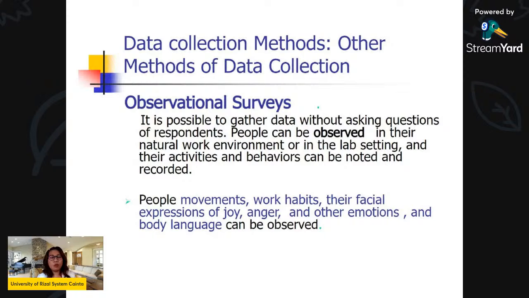The number one that we need to identify is the observational survey. Let's define what an observational survey is. An observational survey is a way to gather data without asking questions of the respondents. People can be observed in their natural work environment or in a lab setting, and their activities and behaviors can be noted and recorded.